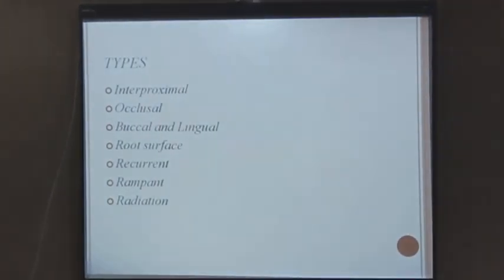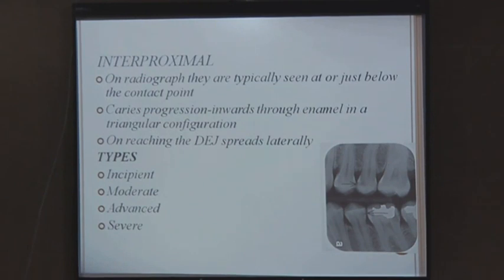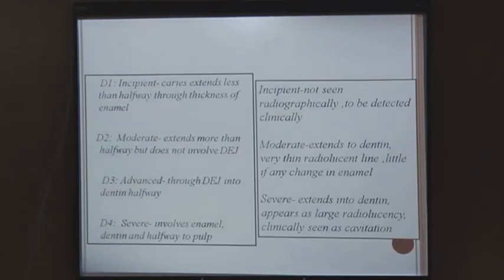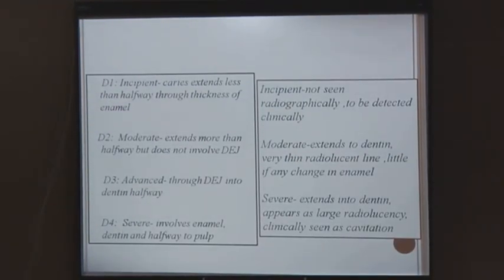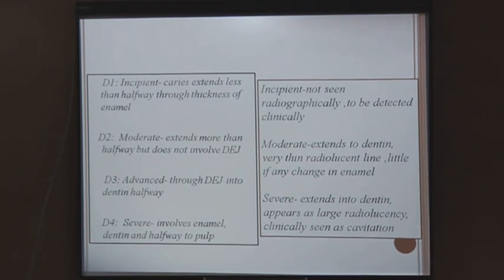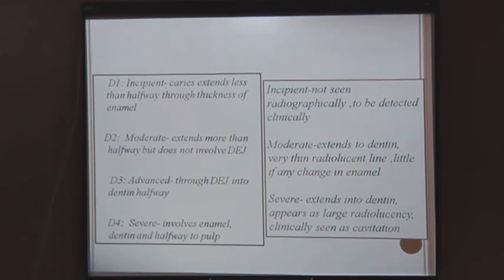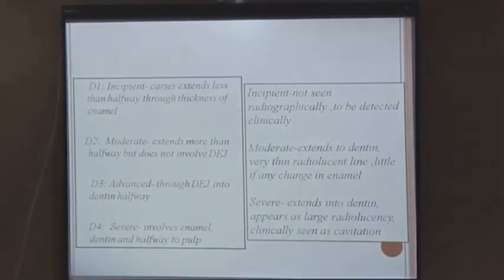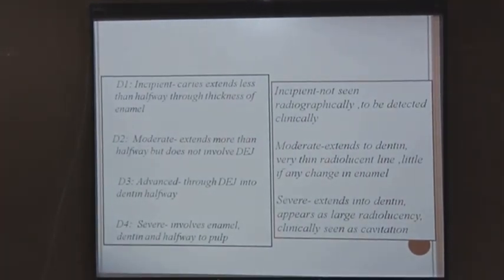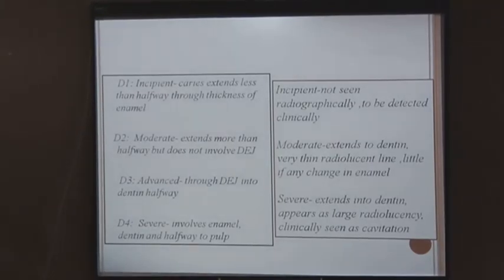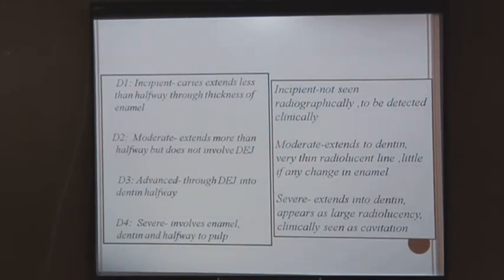Types of caries, okay. Classification, this is mandatory to know: D1, D2, D3, D4. This is the radiographic classification of dental caries, not the clinical classification. Less than halfway through the thickness of enamel, more than halfway through enamel, through the DEJ, involving the pulp. So based on this, it is the radiographic classification D1, D2, D3 and D4.